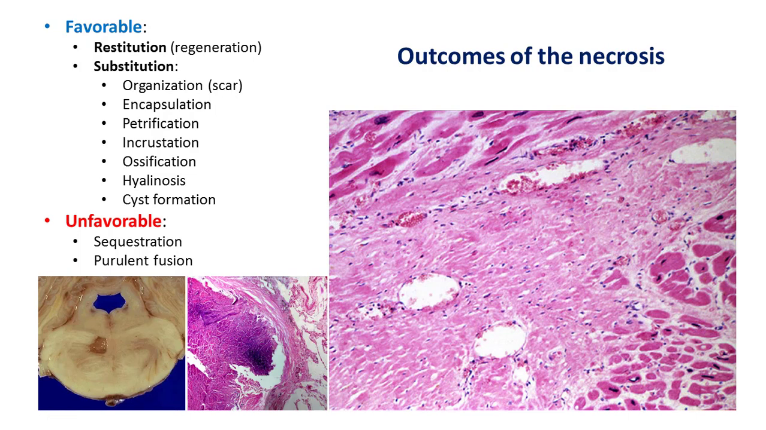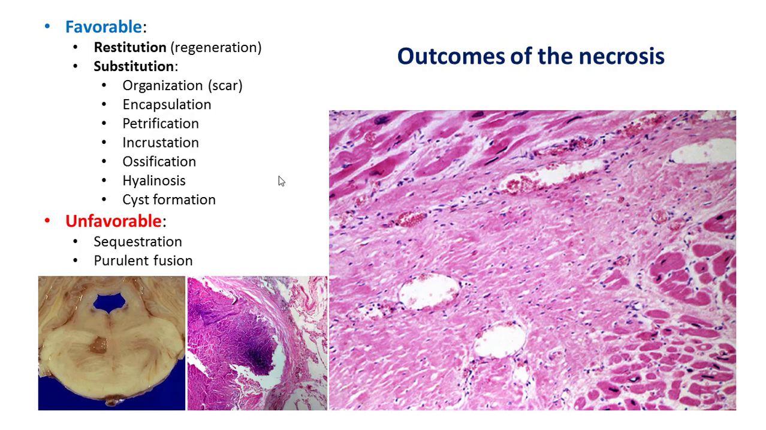The next outcome is encapsulation, when the necrotized area is surrounded by connective tissue, making a capsule, separating the necrotized area from the rest of the tissue. The next outcome is petrification, also called calcinosis, when the calcium salts appear in the necrotized area. It is a kind of dystrophic calcification. Incrustation is the deposition of crystals of non-calcium salts in the necrosis area. Ossification is when the area of necrosis undergoes ossification. This usually happens after petrification.